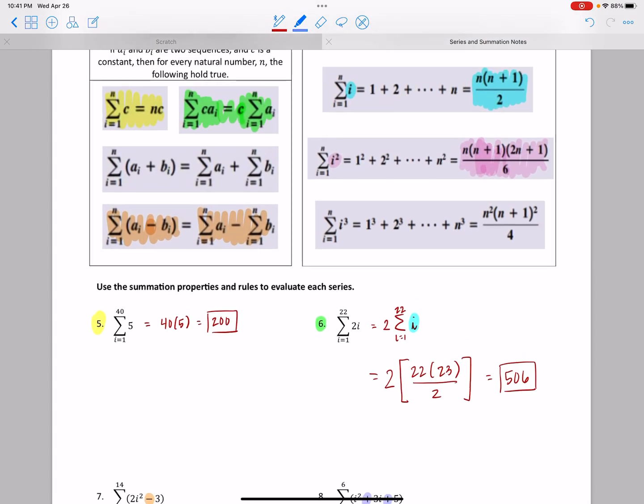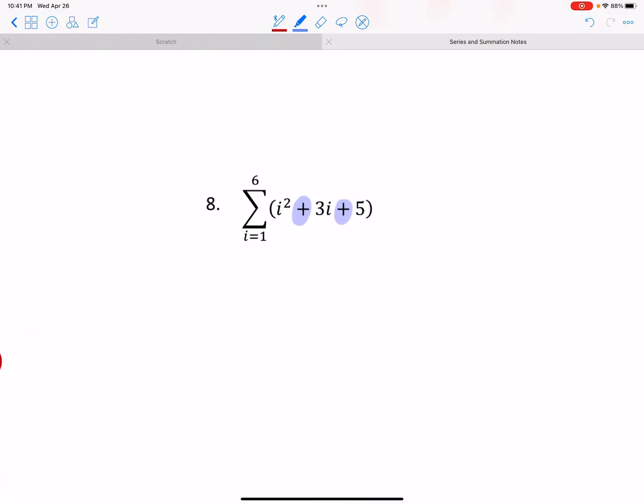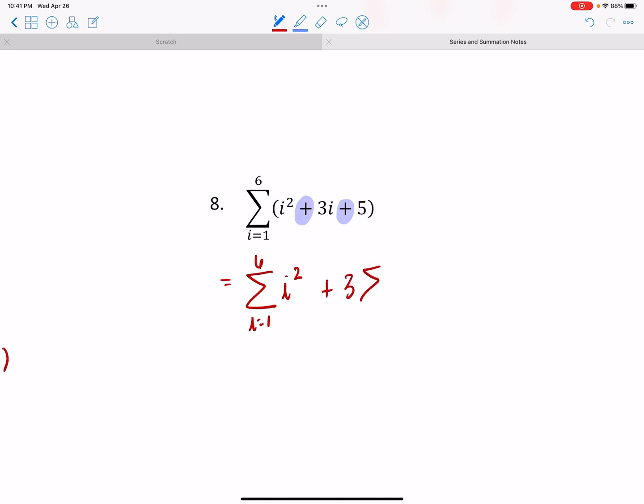Instead of the sum of a sum, I want to separate it into individual sums. And so this is going to go into 3 pieces. First, the sum from i equals 1 to 6 of i squared. So we'll use that formula we just used. Plus 3i, that's going to be 3 times the sum from i equals 1 to 6 of i. So just pulling the constant out there. And then lastly, I have the sum from i equals 1 to 6 of the constant.